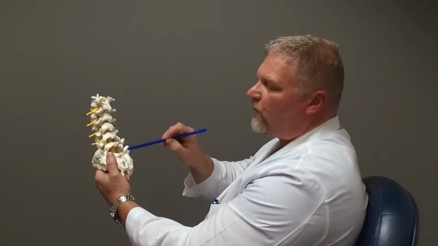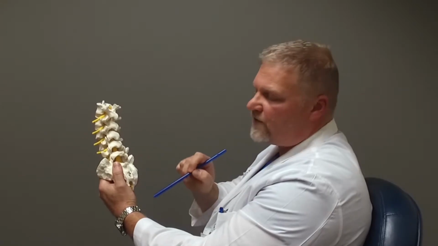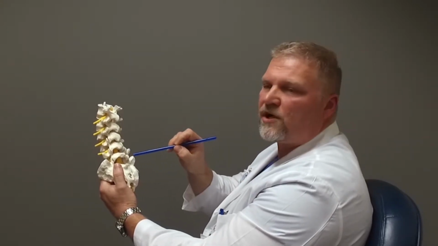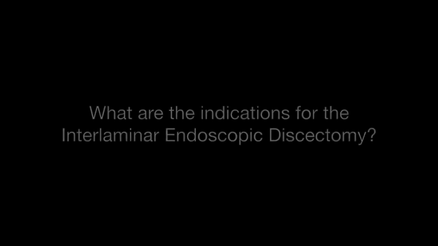Even though we typically perform interlaminar discectomies at L5-S1, sometimes we'll perform it at higher levels if the interlaminar window is wide enough or the pathology calls for it. So the indications for interlaminar endoscopic discectomy are typically posterolateral disc herniations at L5-S1 and sometimes L4-5, as long as the interlaminar window allows room for placement of the endoscope.